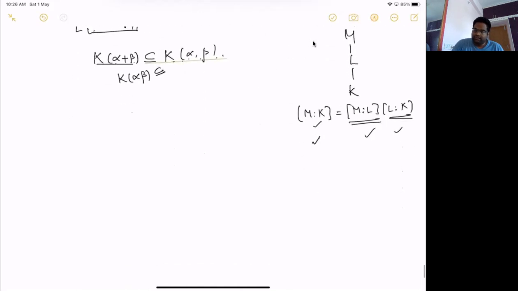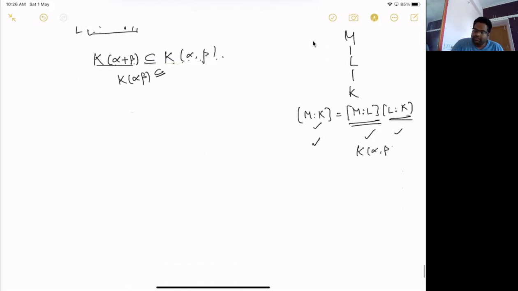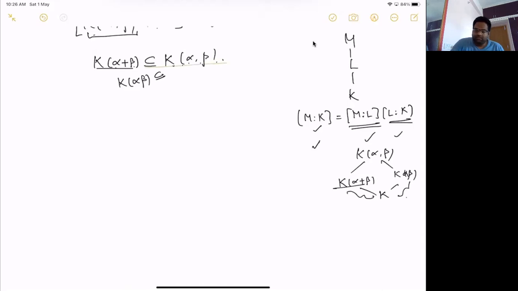And therefore, if you consider K of alpha, beta and K of alpha plus beta, this whole thing is finite and this is also finite. But by the previous theorem, if this is finite, alpha plus beta is algebraic over K. And similarly, alpha beta is algebraic over K. Therefore, we see that for any two elements, the sum and the product also belong to L sub A.